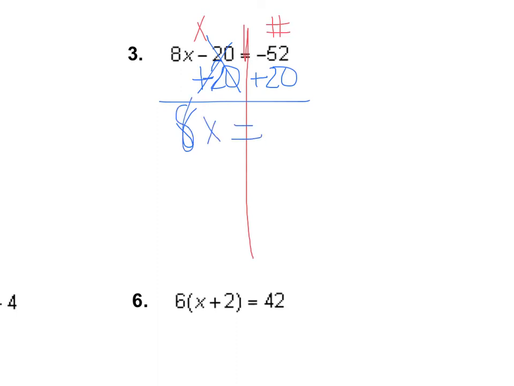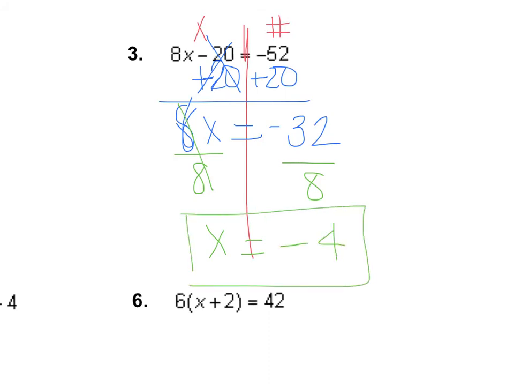8x equals negative 52 plus 20. Be very careful when you're adding and subtracting here. It's really negative 32. To get x by itself, I'm going to divide both sides by 8. The 8's cancel, and I get x equals negative 32 divided by 8 is negative 4. So that would be my answer.